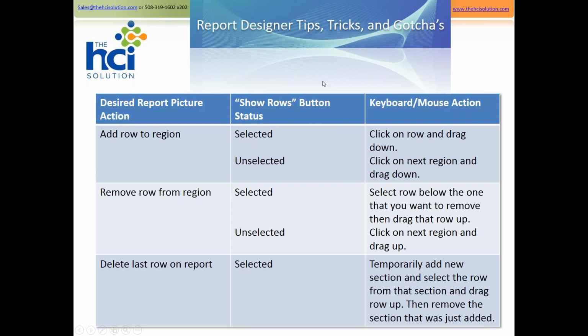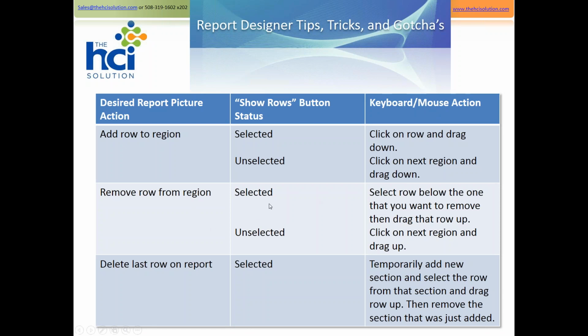The way you add a row to a region is with the Show Rows button selected: you click on a row and drag it down as far as you want, and you can create additional rows that way. Or with the Show Rows button unselected, you can click on the next region and drag it down. And I'll demonstrate all of this.